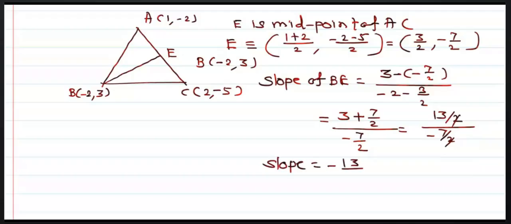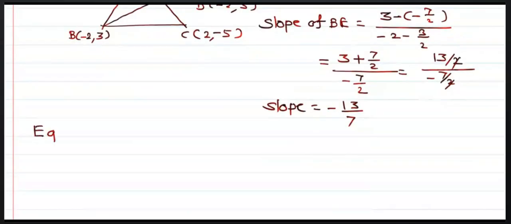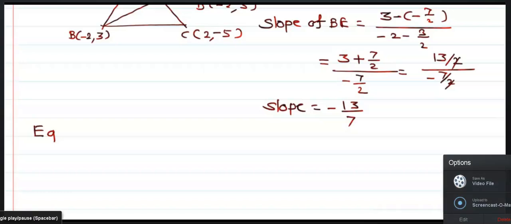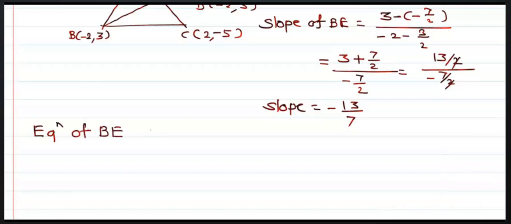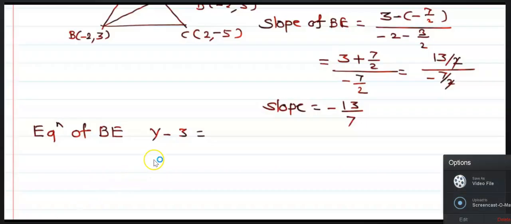Therefore the slope is minus 13 by 7. Now the equation of B is in slope point form. Here we will use the point B, whose coordinate is minus 2, 3 and the slope is minus 13 upon 7. That is, y minus y1 is equal to m in bracket x minus x1.